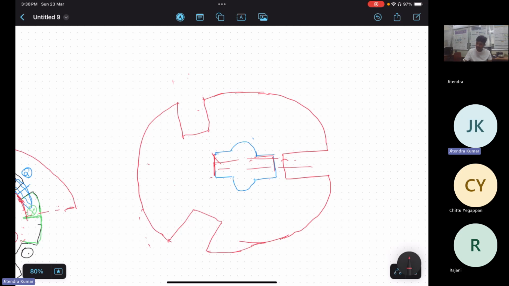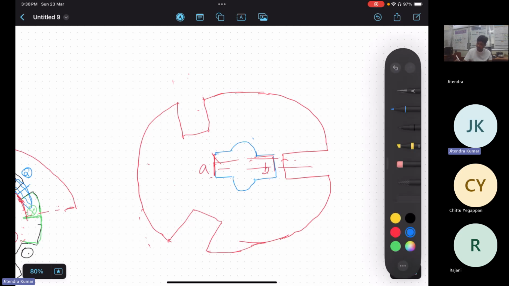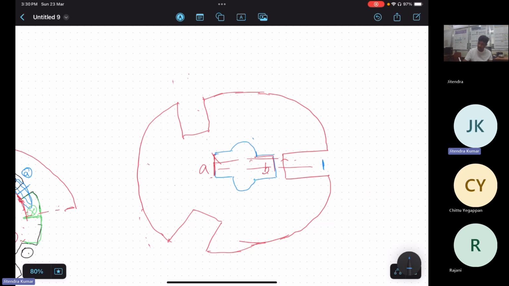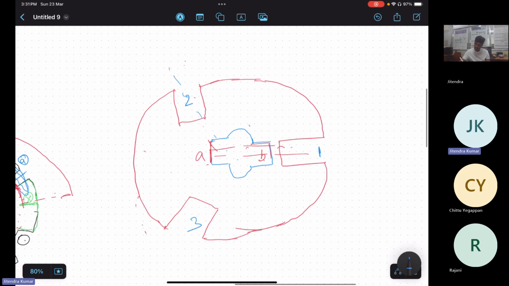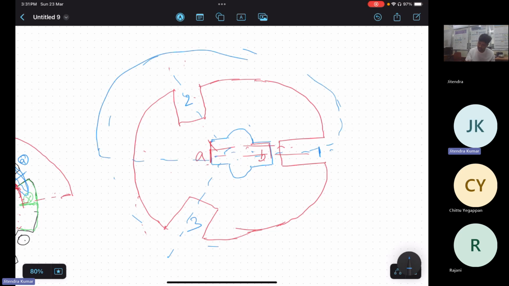Okay, like that. Here, A and B. 1, 2, 3. Now, if the rotor is rotating from this position to this position, how much is the difference? This much is the difference. This much is basically the slot pitch. Okay. How much is the rotor pole pitch? That is nothing but this entire 180 degrees is the rotor pole pitch, right?